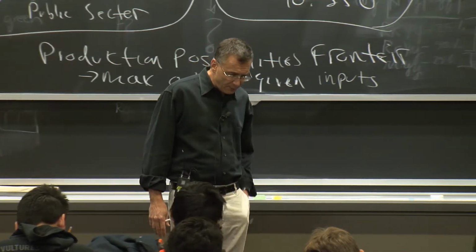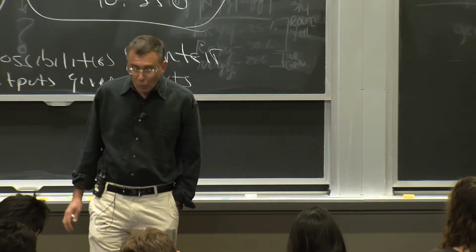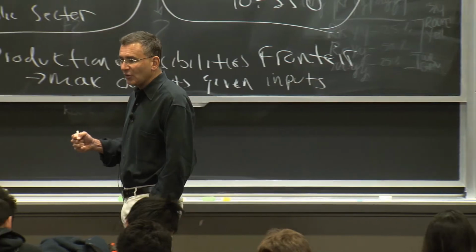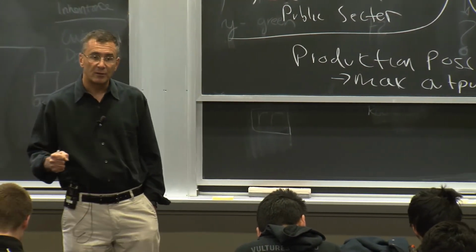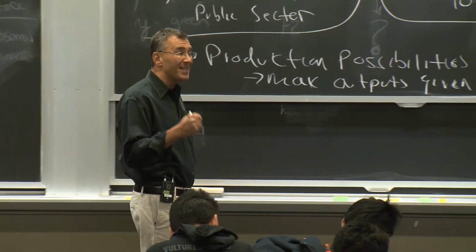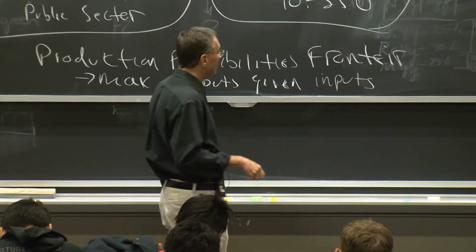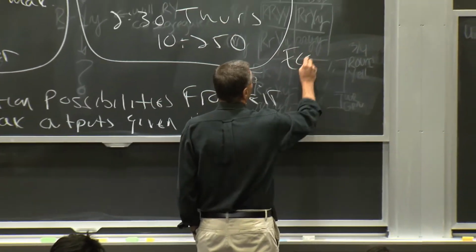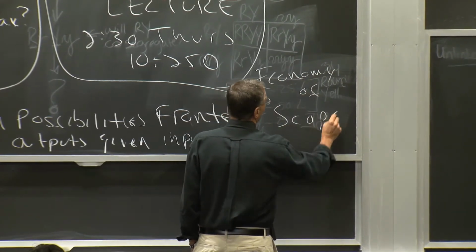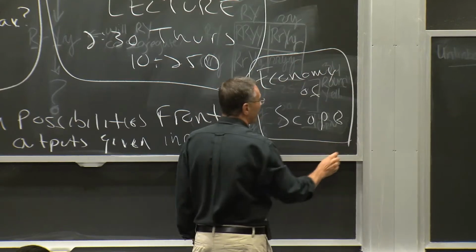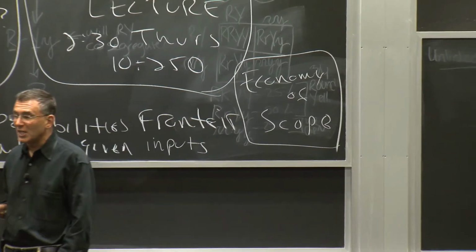But an alternative would be a situation where doing problem sets makes it easier to study for exams, or vice versa. That's what we call a situation of an economy of scope. Economy of scope. An economy of scope is where doing one thing raises your productivity in the other.